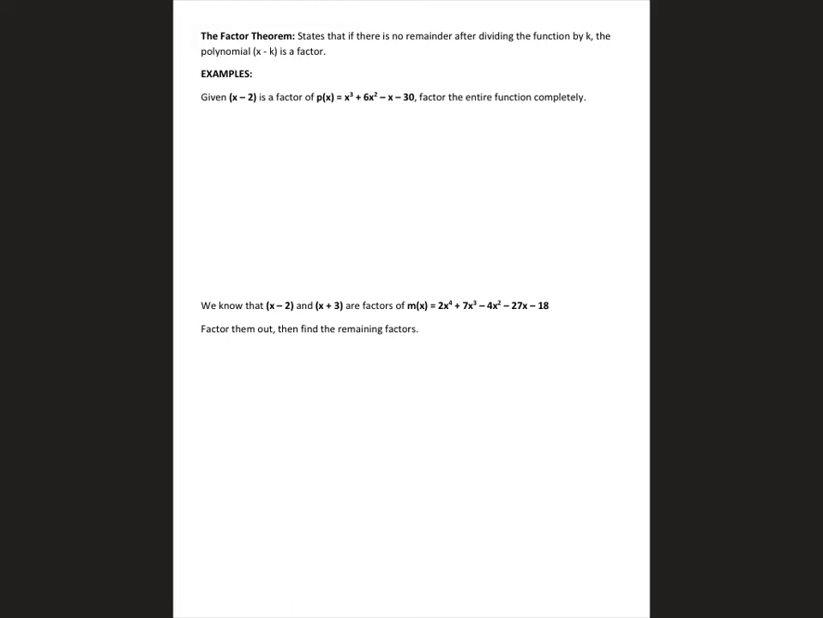So given that x minus 2 is a factor, we want to factor the entire thing completely. Well, if I know that x minus 2 is a factor, do you agree that I could potentially factor out the x minus 2, so then the thing I'm left with, I potentially could factor, right? So let's do that. I know that the solution goes in the box, so this would be 2, right?